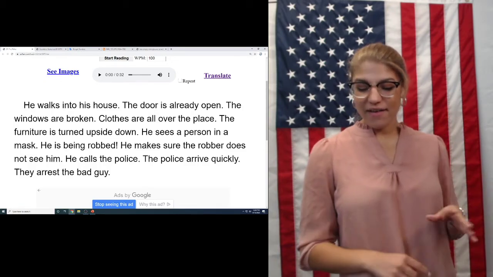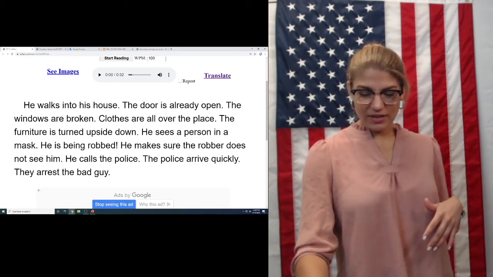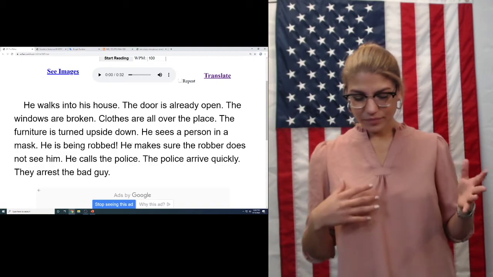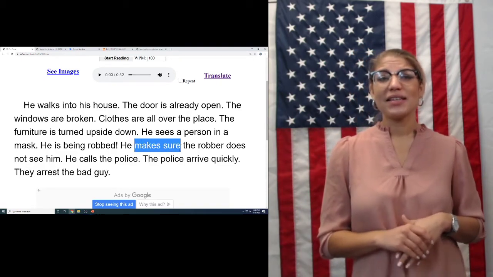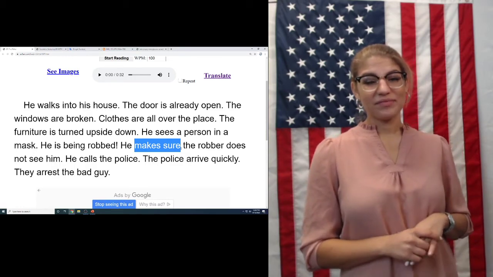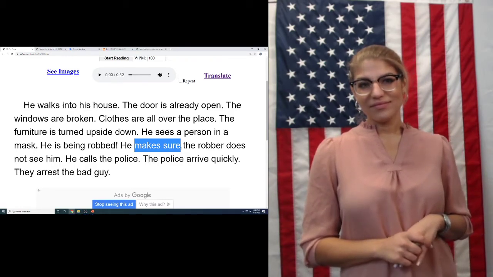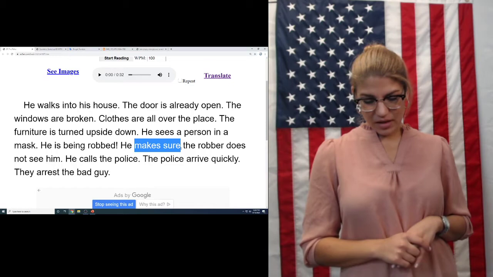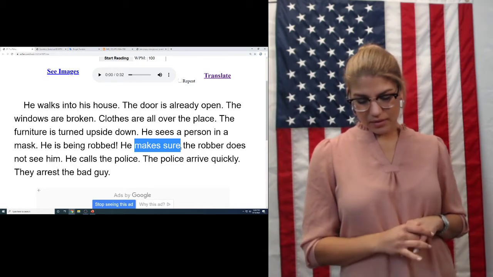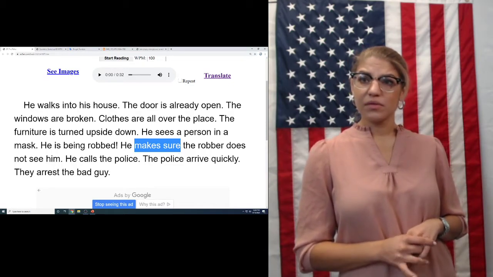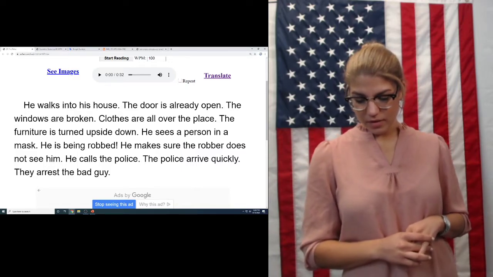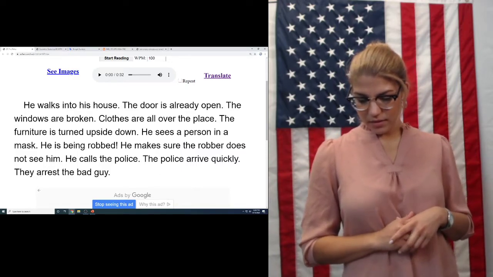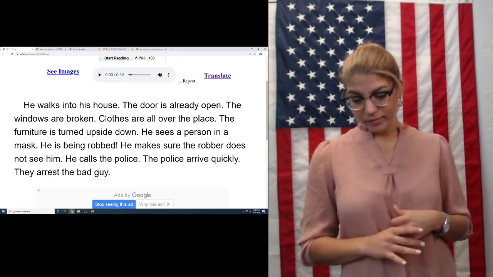Do you guys have any more questions about the words in this paragraph? Is this a phrasal verb? Make sure, para hacer seguro. Yeah. Okay. Creo que no. I think it's not a phrasal verb. I just think it is hacer seguro. You just make sure. It's the same in Spanish.